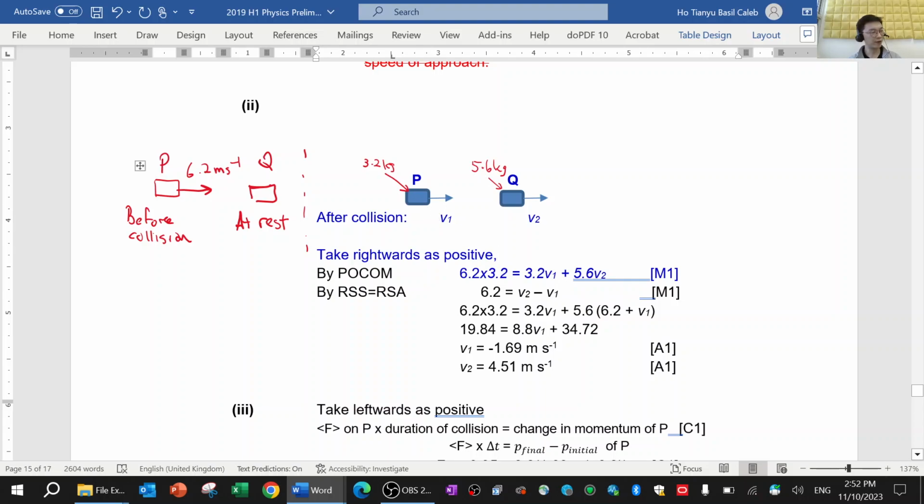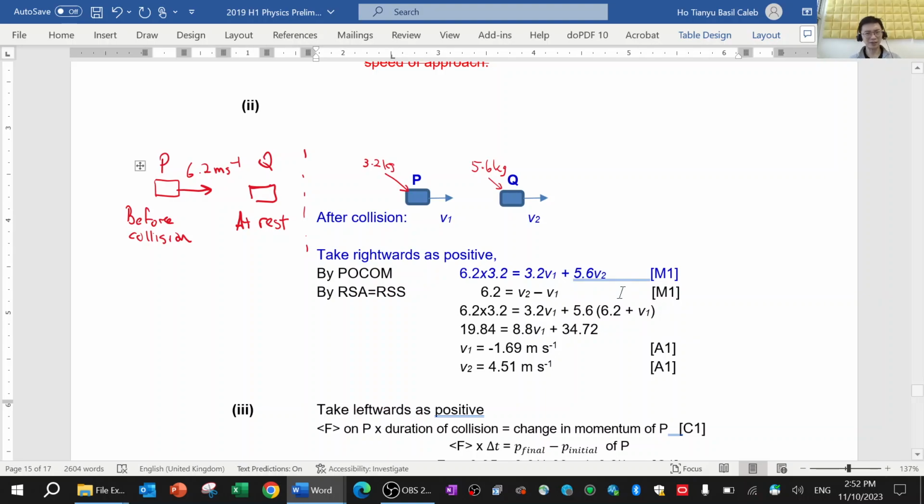Next, you use relative speed of separation equals relative speed of approach. I think they messed up the direction, so it should be RSA or RSS. Speed of approach is obviously 6.2 minus 0. Speed of separation should be V2, the one that's going away, minus V1. So therefore, there you have it. If you manage to have these two equations with the numbers correctly substituted, you get 1 mark each, right?